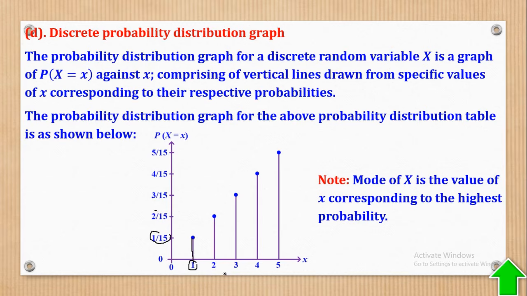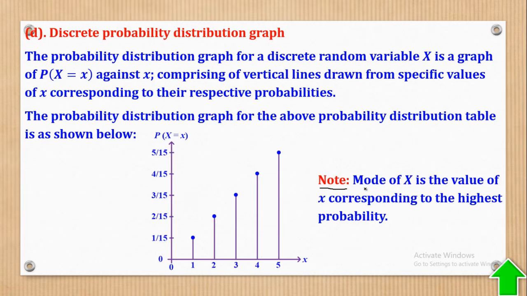The one of x equal to 2 was 2 over 15, so you draw a vertical line up to 2 over 15. The one of x equal to 3 was 3 over 15, so you draw a vertical line up to 3 over 15. The one of 4 was 4 over 15, so you draw a vertical line up to 4 over 15. And the one of x equal to 5 was 5 over 15, so you draw a vertical line up to 5 over 15. So basically that's how they draw graphs of discrete PDF.